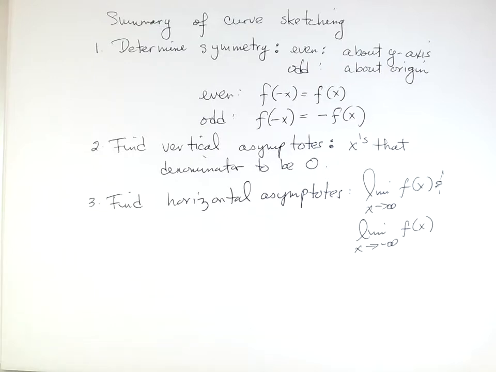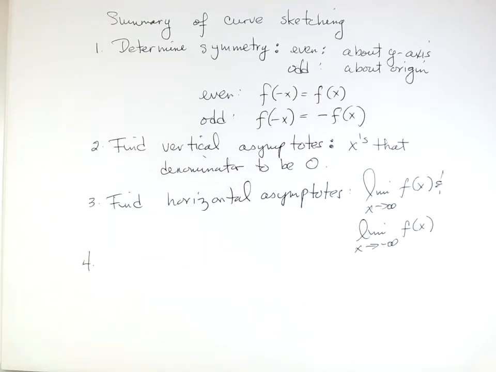So, one thing about horizontal asymptotes: graphs can cross horizontal asymptotes. Horizontal asymptotes tell you the behavior of the function as x increases or decreases without bound, okay? As x goes to infinity or negative infinity, what's going on with that function, okay? Next.